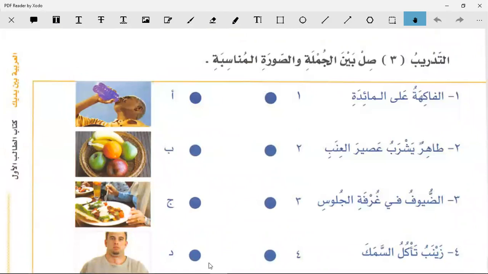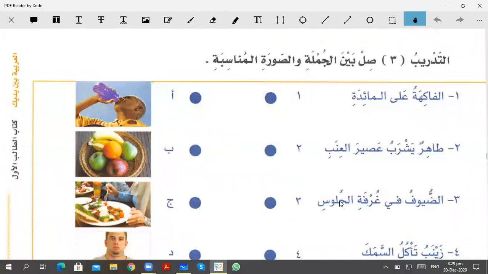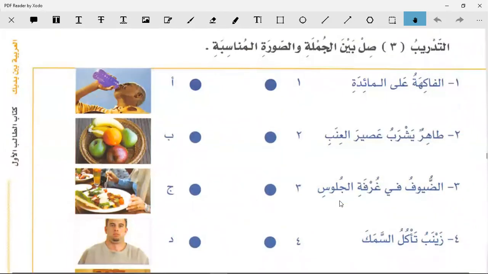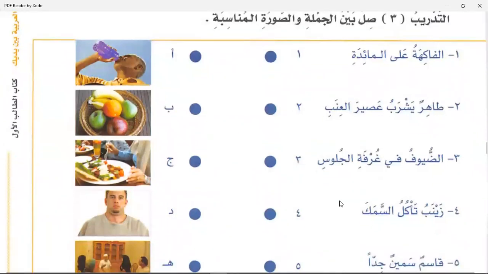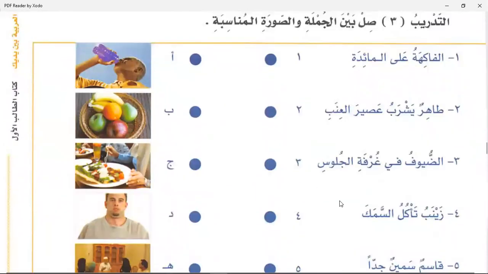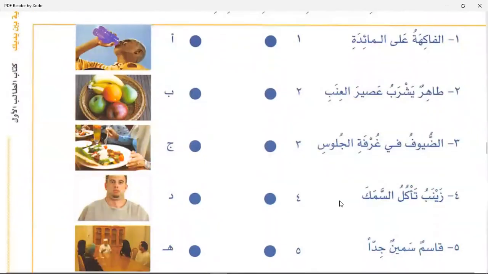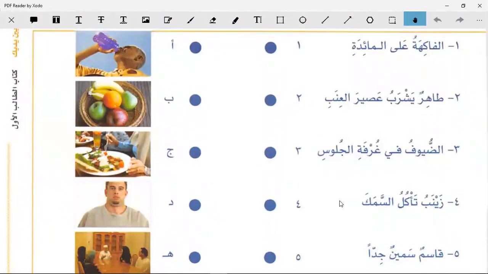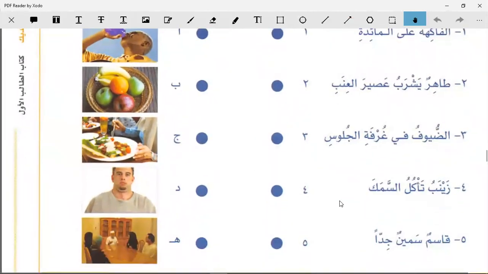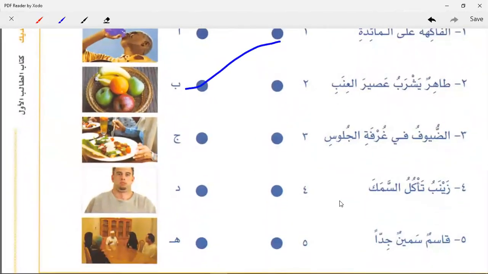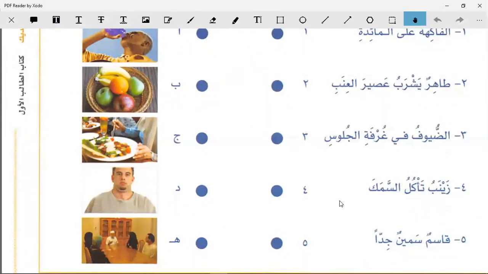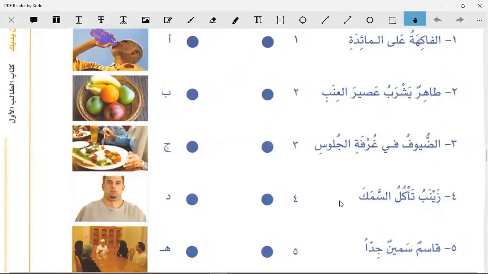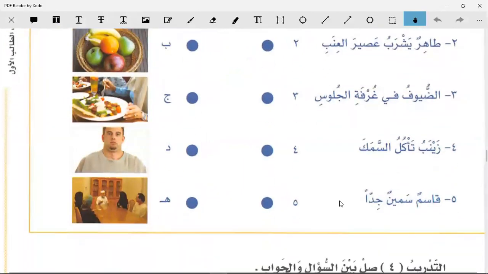The sixth exercise: match between the sentence and the appropriate picture. So here sentences are written, you will join them with the appropriate picture. For example, al-fakiha wal-maida is appropriate to ba, so you will join it with ba. Ta yashrabu asila linamba, you will join like this. So this question is your homework. You can ask me if you have any doubt.